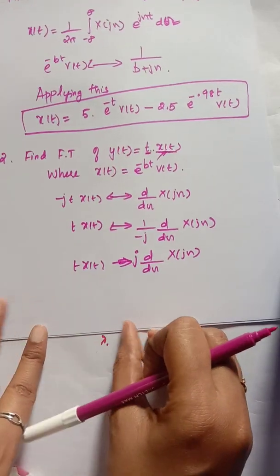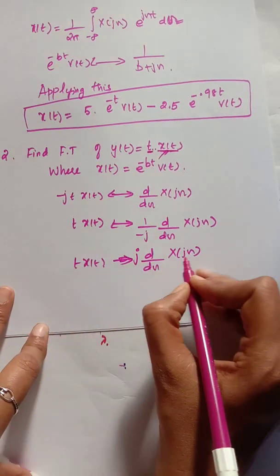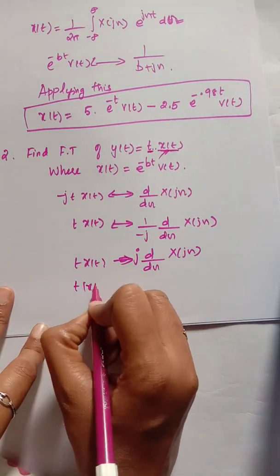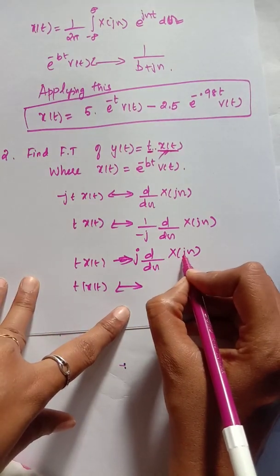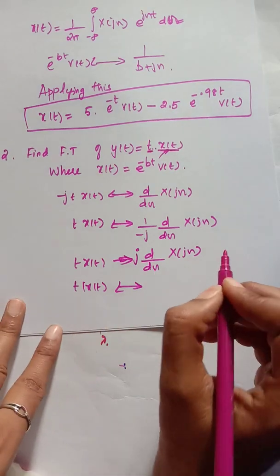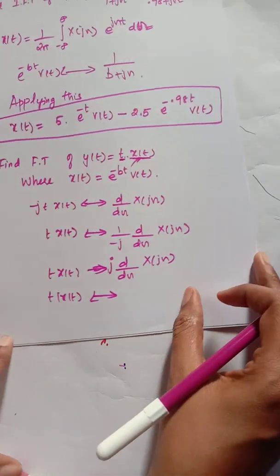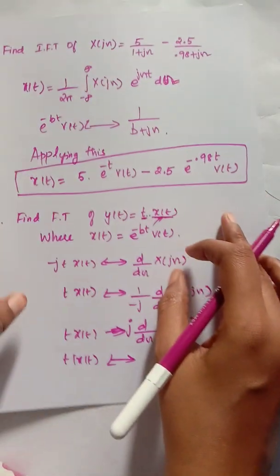Now by applying this formula, in order to find t into x of t, we need x of j omega, and then we need to differentiate with respect to omega. That's the thing you need to do. So what I am going to do here is apply this property.